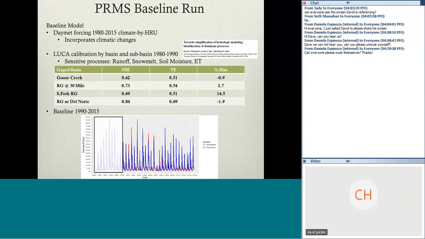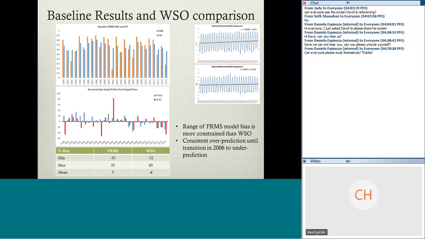And then a baseline run using PRMS was run from 1990 to 2015, the forecast region or area that we're focusing on for the period of record. And so some of the results from PRMS, compared to the water supply outlooks, overall, annually, you can see that the model has a pretty good fit to gauged observations, fairly high Nash Sutcliffe and volumetric efficiency metrics.